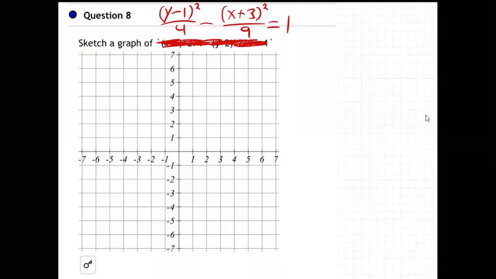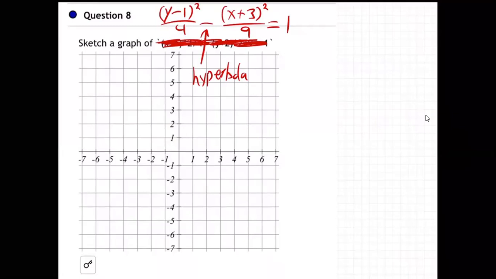Hyperbola, right? If it was a plus in the middle, it would be an ellipse, wouldn't it? But if it's minus in the middle, it's a hyperbola. So minus in the middle means hyperbola, plus in the middle would mean ellipse. Okay, so it's a hyperbola. So what am I going to do about it? How do you graph a hyperbola?